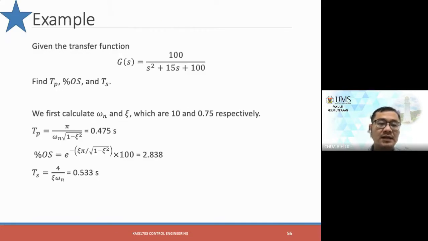So you can again try these examples on your own. You just have to find the peak time, percent overshoot, and the settling time. Just follow the equations. First thing, you must be able to get the damping ratio and natural frequency. Once you get this, then the rest would be just plug and play, right? So you would get your answer.